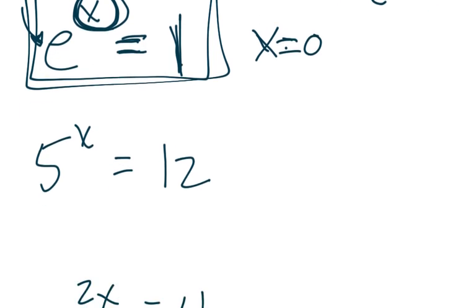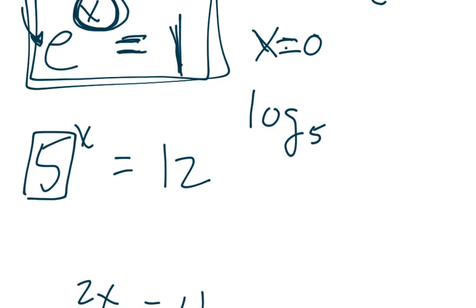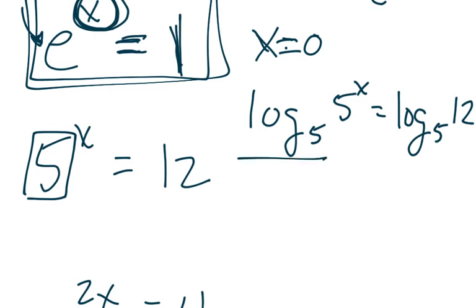What's the mathematical process? The mathematical process to solving an exponential equation is taking the logarithm of both sides. What you're going to want to do is make the bases match. And so I'm going to take the log base 5 of both sides. You see what I did? Log base 5 of 5 to the x equals log base 5 of 12.